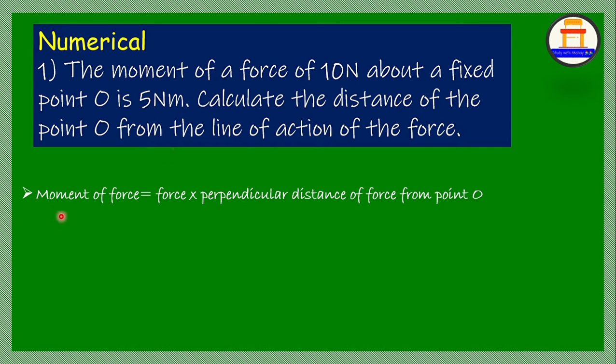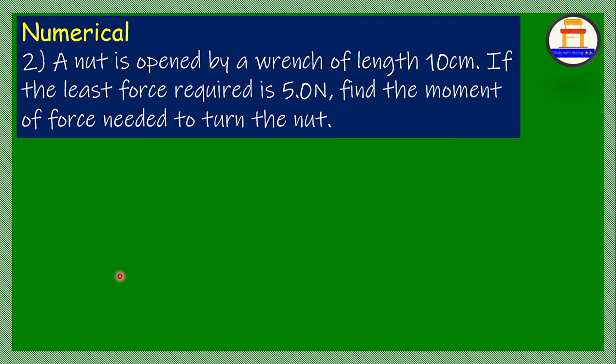So we know the formula: moment of force is equal to force into the perpendicular distance of force from point. Here the point is O. So moment of force is equal to F into R or F into D. You can take anything. It's just a variable. So 5 Newton meter is equal to 10 into R. 10 is the force and 5 Newton meter is the moment of force. So upon cross multiplication, upon further simplification, we get R is equal to 0.5 meter. So this is the distance. Next question.